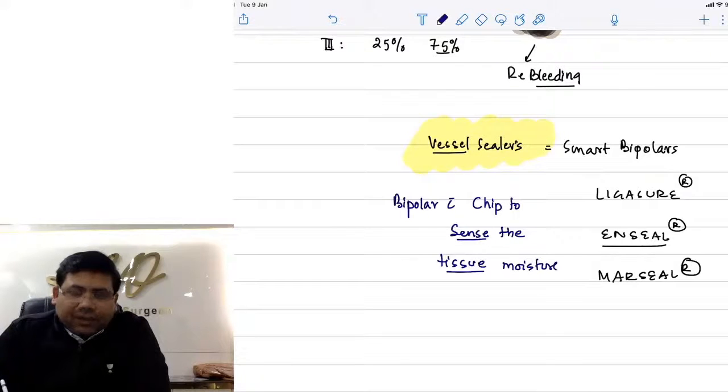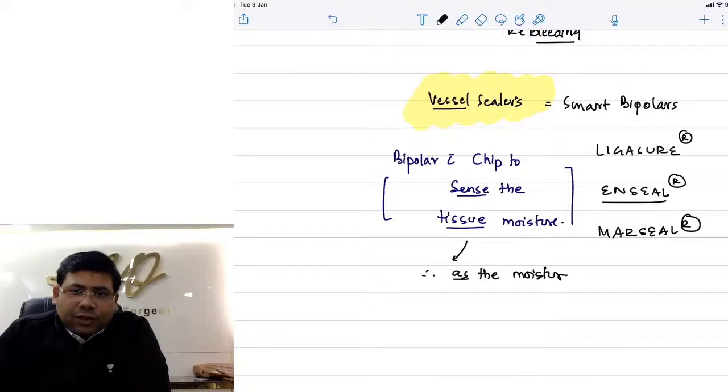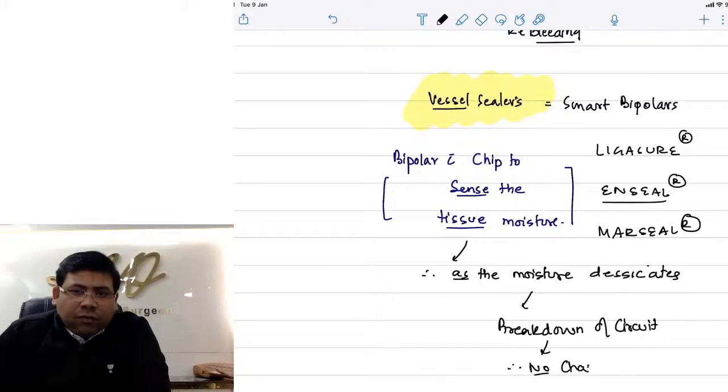And what is the great thing with them? They sense the tissue moisture, and as the tissue moisture desiccates, they will break the circuit. So there will be breakdown of the circuit. What is the advantage of this breakdown of circuit? There is no charcoal formation. No charcoal formation. Are you getting this point or no?